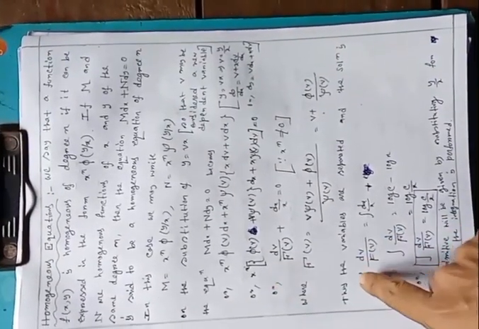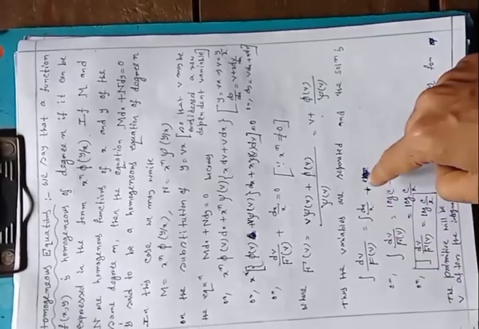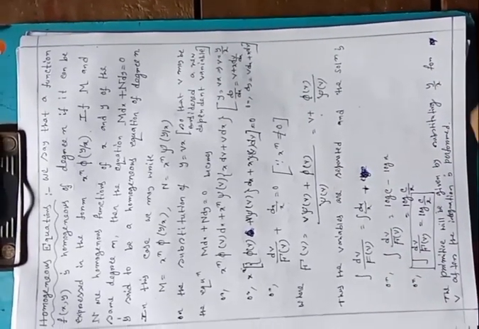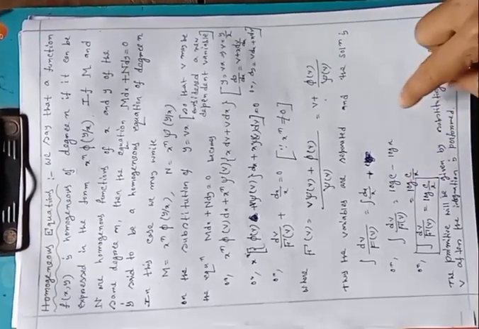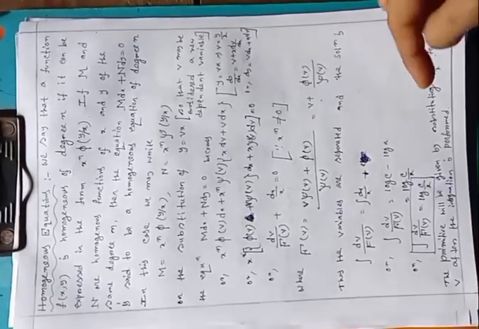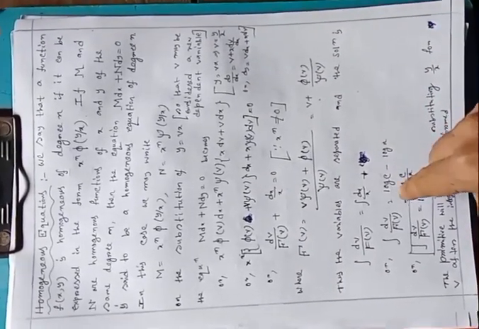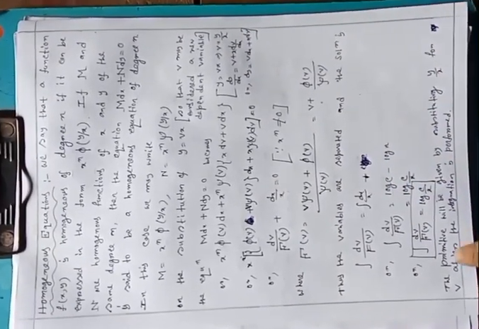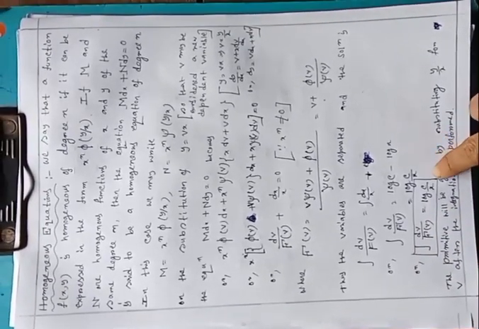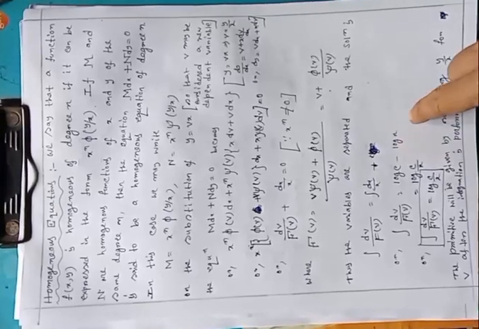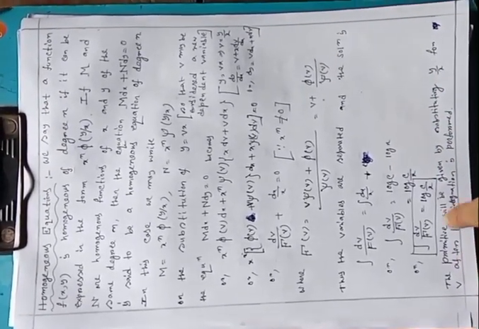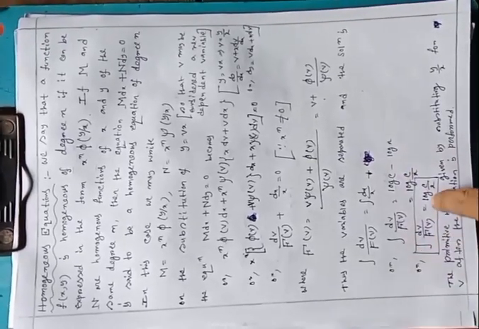So, integration dv by capital F of v is equal to integration dx by x, or integration dv by capital F of v is equal to log C minus log x. Here C is our arbitrary integral constant and for a better solution we have put log C instead of C. Or integration dv by capital F of v is equal to log of C by x, because log C minus log x will give us log of C by x. Now this is our solution.